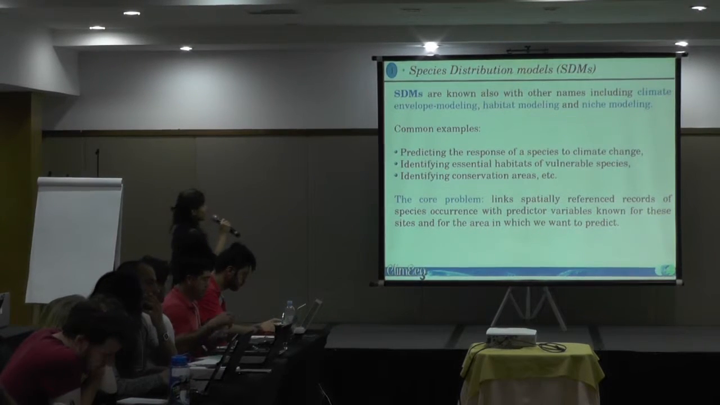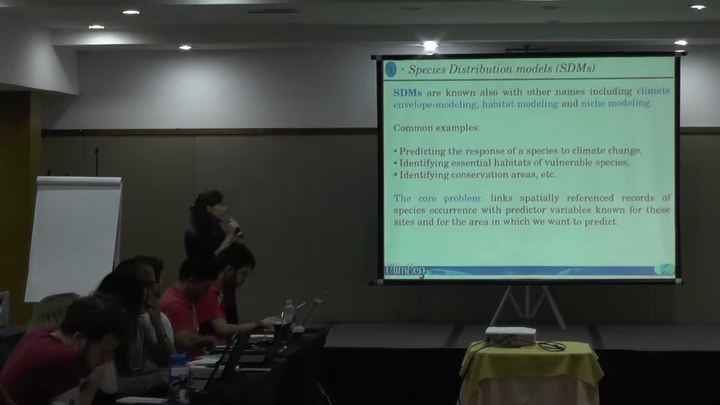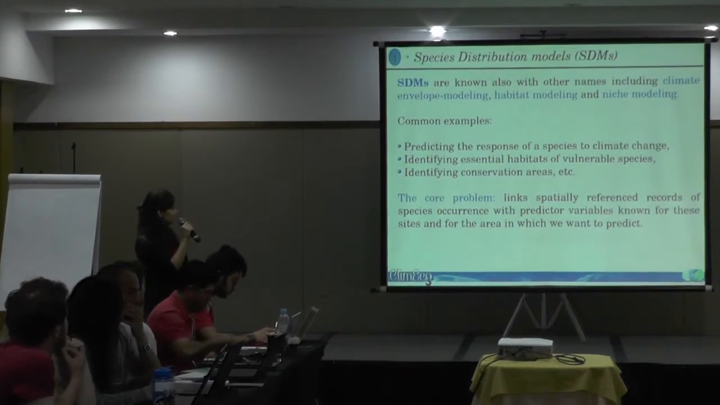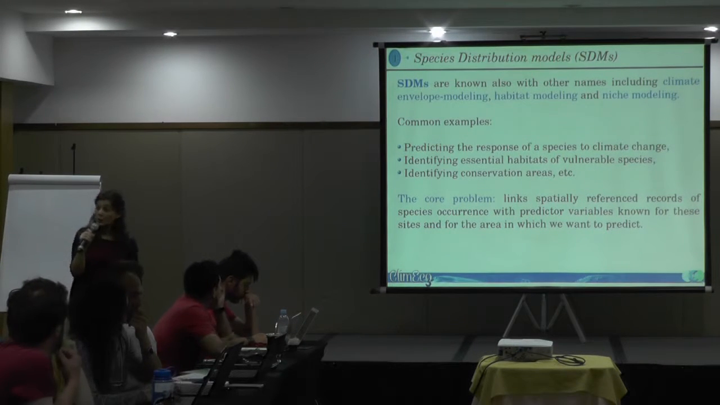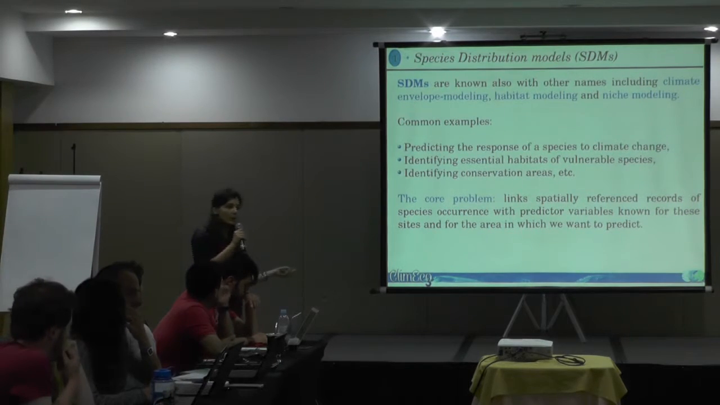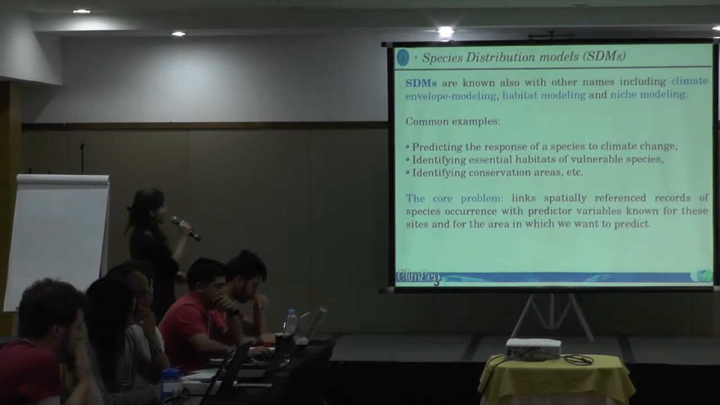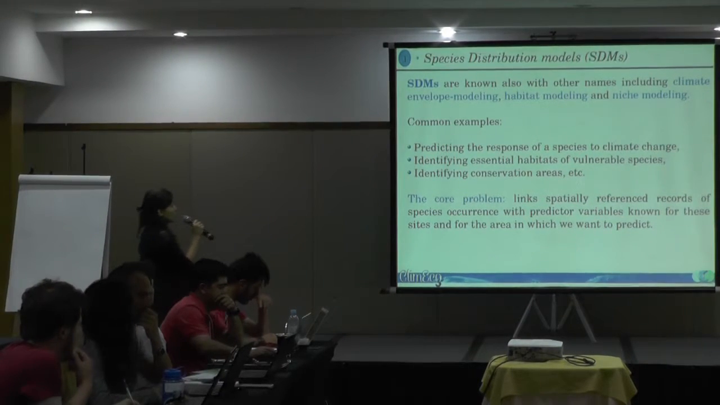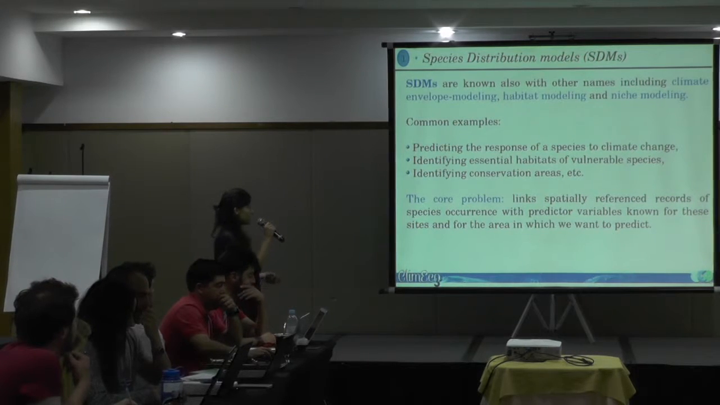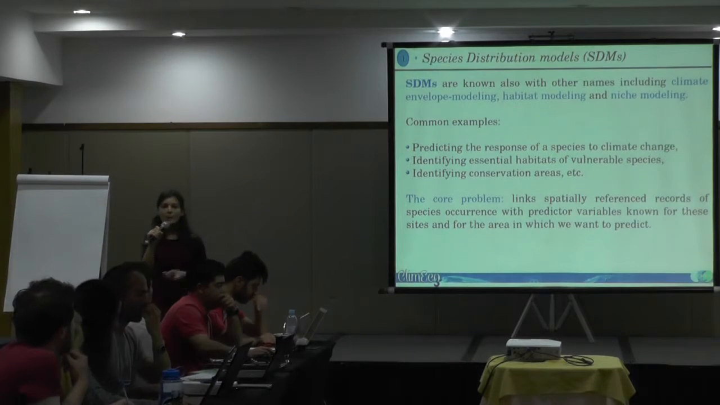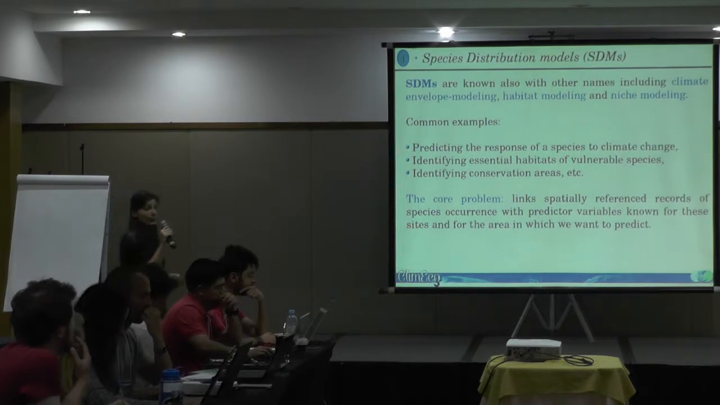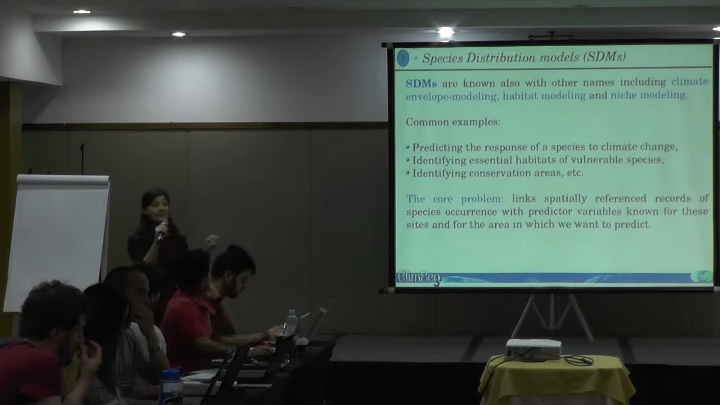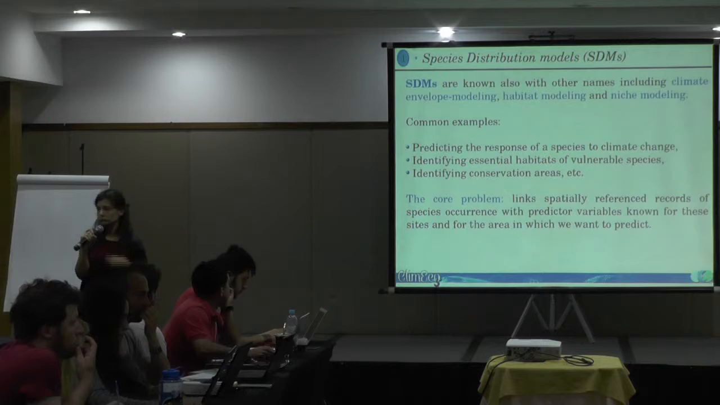As we see in the different lectures, this model is used especially to predict the response of a species to climate change. A lot of people are now using this model because they want to know if a particular species is going to decrease its abundance with the increase of temperature or things like this. But you can also use this model for other purposes. For example, you can identify the essential habitat of vulnerable species, probably because we want to establish some conservation area. So you want to identify hotspots of richness of biodiversity. But this kind of method can be used for different kinds of purposes.